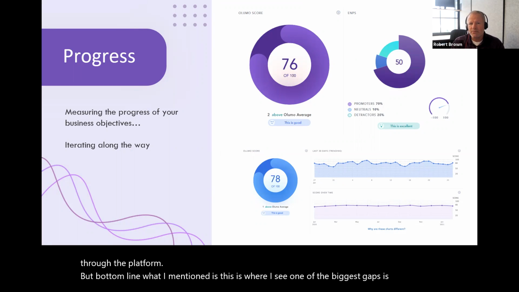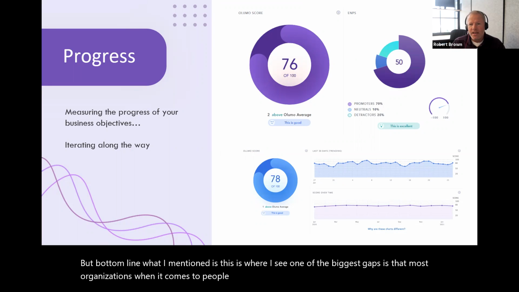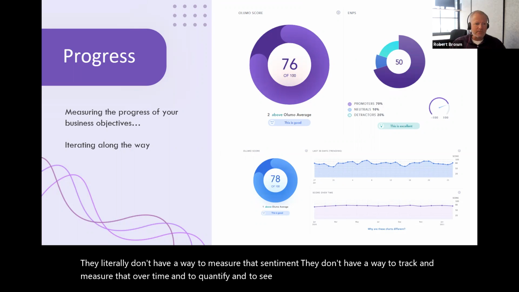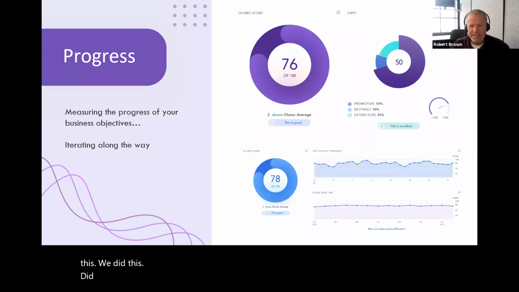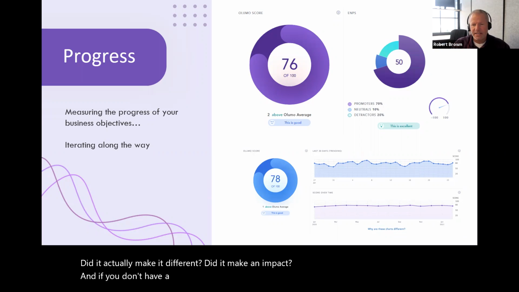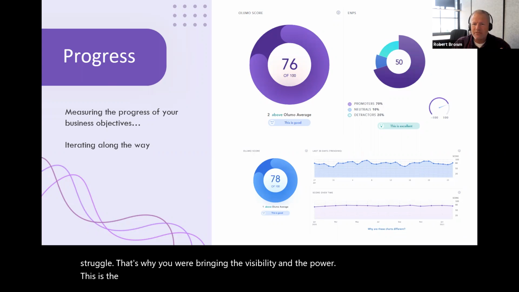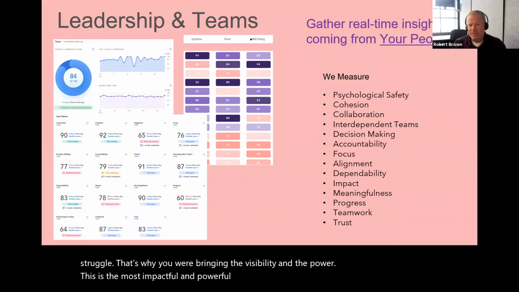But bottom line, this is where I see one of the biggest gaps: most organizations, when it comes to people initiatives, literally don't have a way to measure that sentiment. They don't have a way to track and measure it over time and to quantify it and to see, hey, we took these actions, we deployed this, we did this. Well, did it actually make a difference? Did it make an impact? And if you don't have a needle, you literally can't see whether it did. And so that's the struggle. That's why we're bringing the visibility and the power. This is the most impactful and powerful tool to drive your business results.